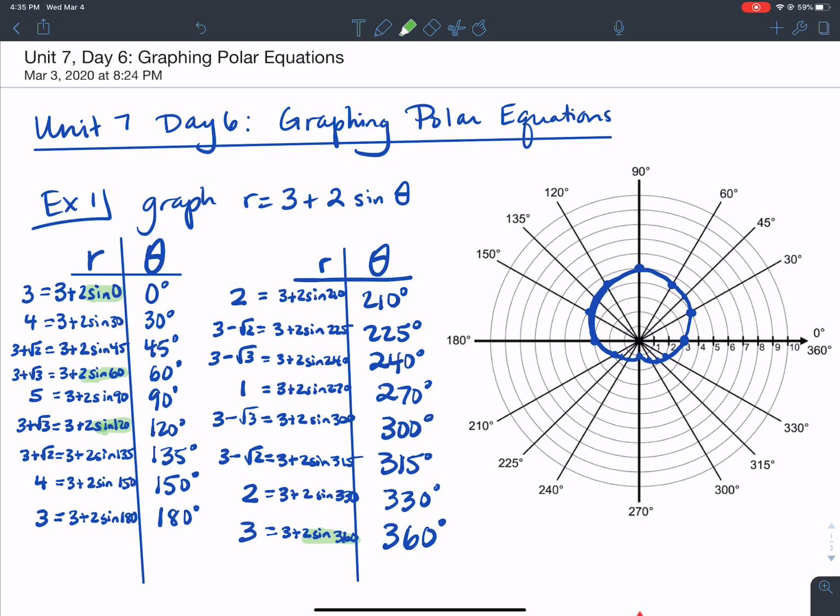Now, with these graphs, typically we shade them in. The shading doesn't represent anything. We shade them in because sometimes they cross over each other. And so the shading in just helps you see if they cross over each other, where that happens. This one doesn't cross over itself. So we're just shading it in just because shading is pretty.